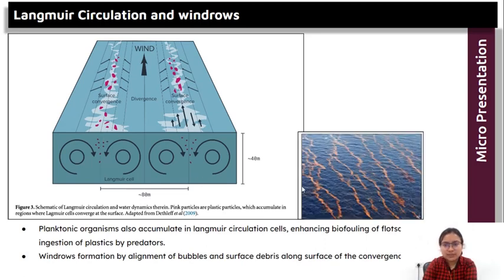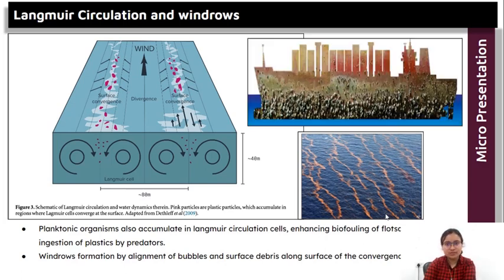So we can see this kind of thing. This is basically known as wind rows. Due to the wind, due to the Langmuir cell direction, we can see this kind of row alignment in the ocean. So this is known as the wind rows caused by the Langmuir circulation.